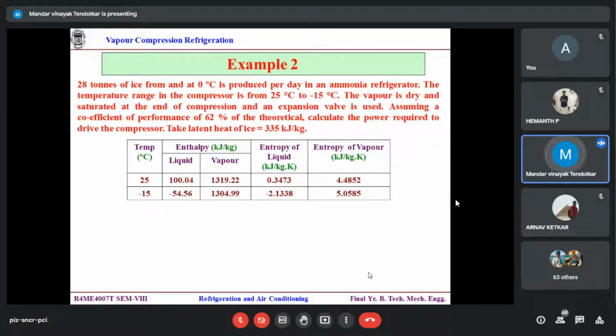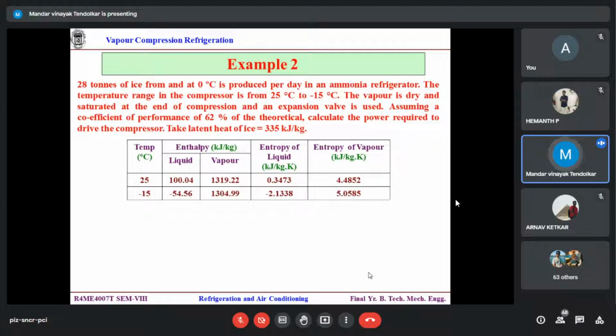The vapor is dry and saturated at the end of the compression. So that means the start is wet. Correct? Yes. And at the end, that means your Hg. So at location 2, state 2, that is directly Hg2. Correct? Yes, sir. And the expansion valve is used. So this means H3 is equal to H4. Assuming a coefficient of performance of 62% of the theoretical.